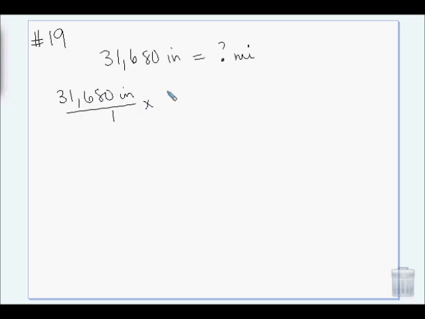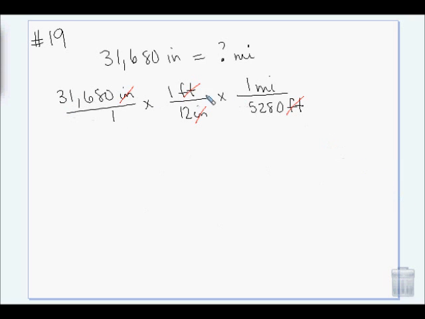So for 1 foot, there are 12 inches. And then I'm going to go from feet to miles. And in 1 mile, there are 5,280 feet. So my inches will cancel, and my feet will cancel. And I can multiply straight across and then divide, or I can cross cancel. I'm just going to multiply straight across and divide. It's going to be easier.